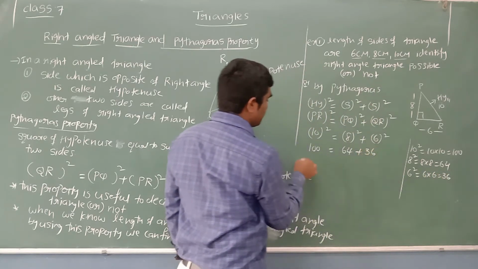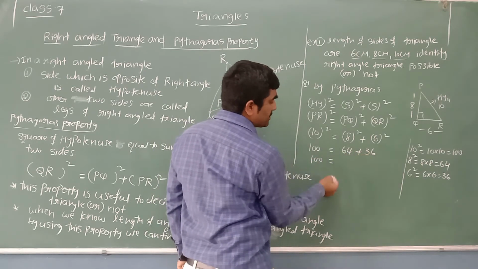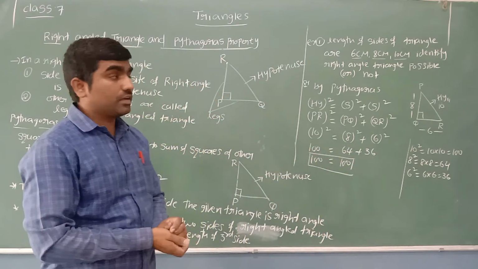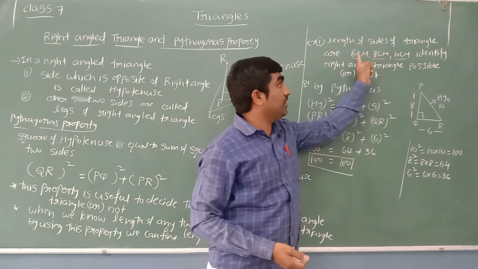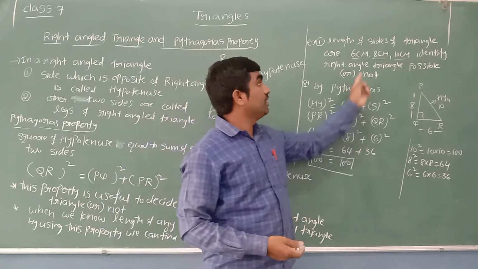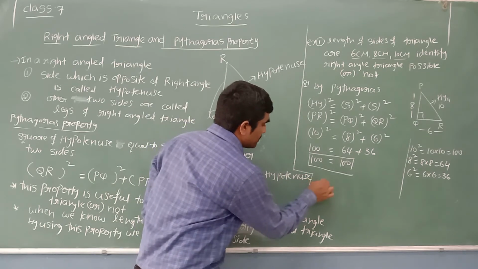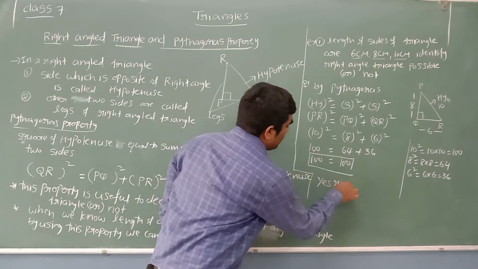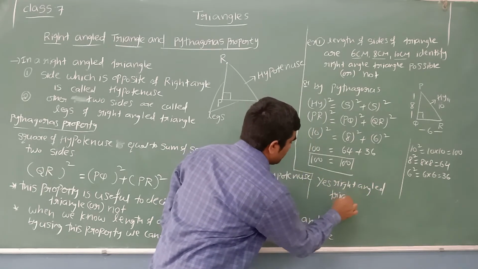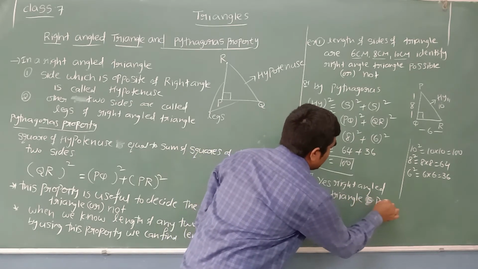Now let's see, 100 is equal to 64 plus 36, which is 100. I got 100 is equal to 100. LHS equals RHS. The given three lengths of sides are satisfying the Pythagoras condition. So we can say a right angle triangle is possible. What is the solution? Right angle triangle is possible.